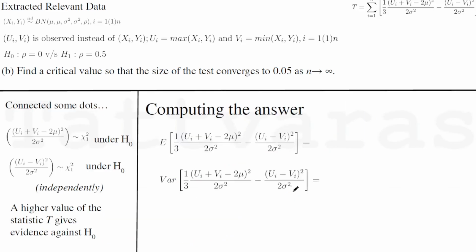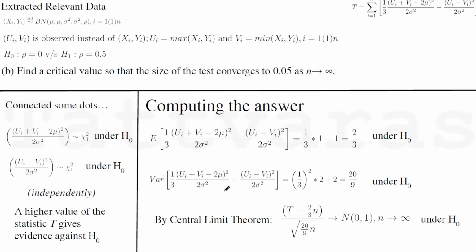Now, maybe you already see where this is going. The very first spoiler section may be in your mind still. Expectation and variance. You have to find that and then use the central limit theorem. Because this is chi-square with degree of freedom 1 and this is chi-square with degree of freedom 1, by linearity of expectation, this becomes 1 by 3 into 1 minus 1. Because the expectation of chi-square with degree of freedom 1 is 1.